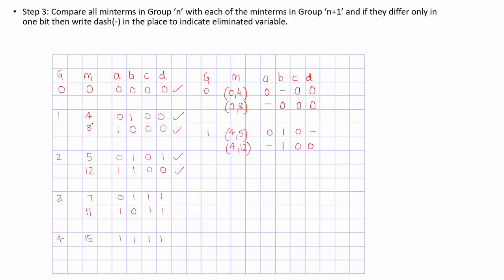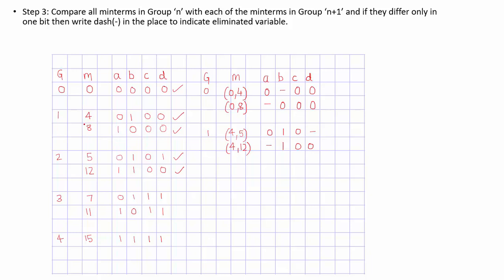Next I have to compare minterm 8 with minterm 5. I can see A is 1 in minterm 8 and A is 0 in minterm 5. B is 0 in minterm 8 and B is 1 in minterm 5. So these two, 8 and 5, differ by more than 1 bit. So you won't enter it in this new group.